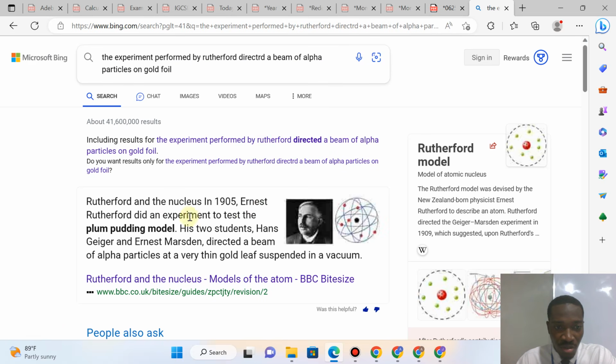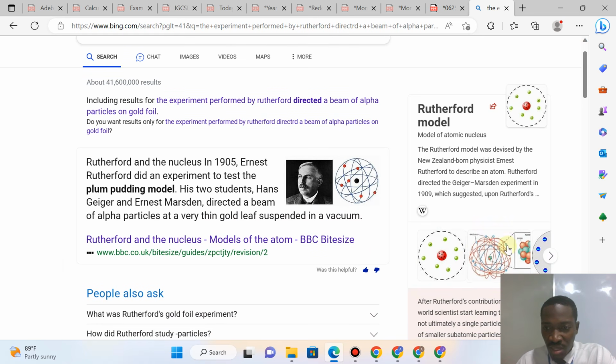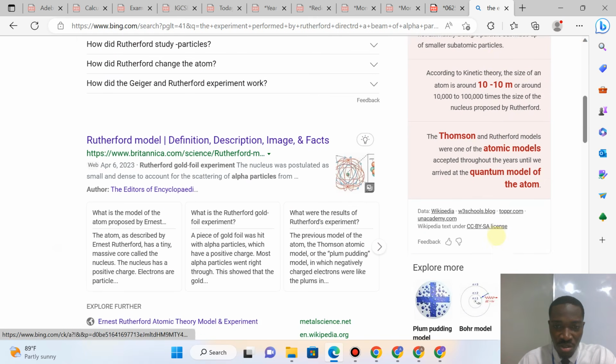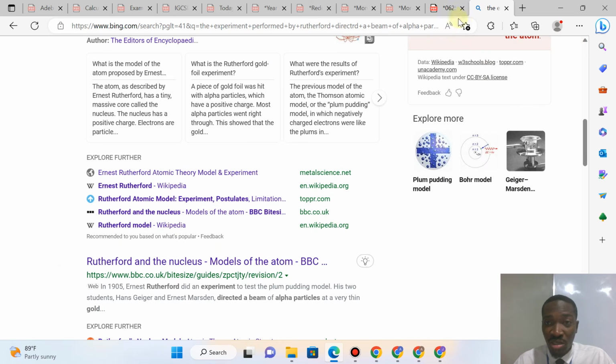So Rutherford and the nucleus: Rutherford did an experiment to test the plum pudding model. His two students, Hans Geiger and Marsden, directed a beam of alpha particles at a very thin gold foil suspended in vacuum. So that is when we detected this model of the atom. So you can just waste time to go through it. Let us finish what we were working on.